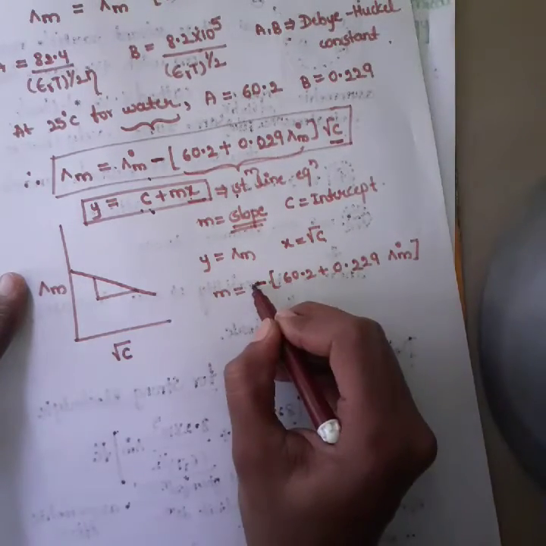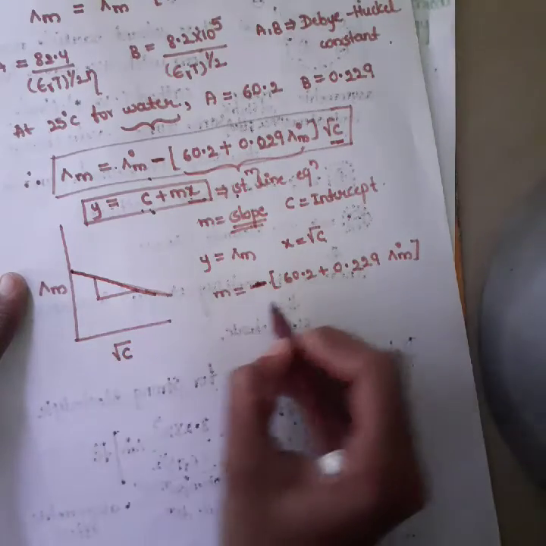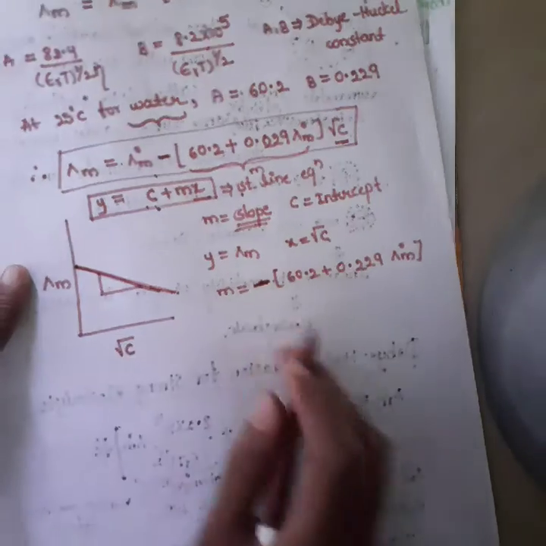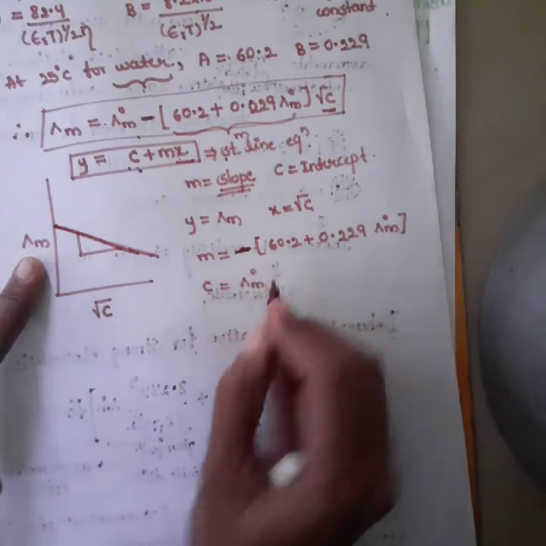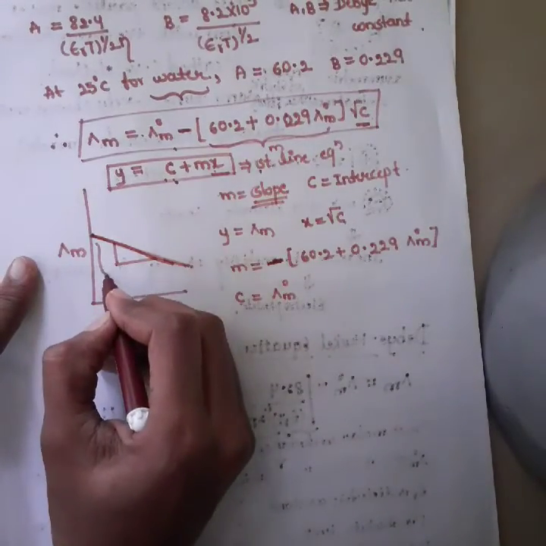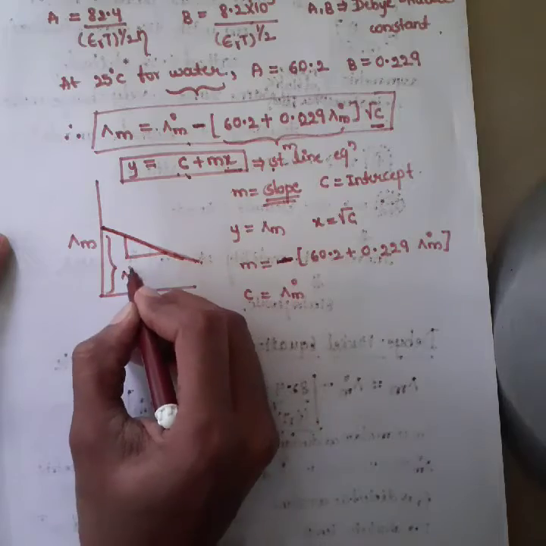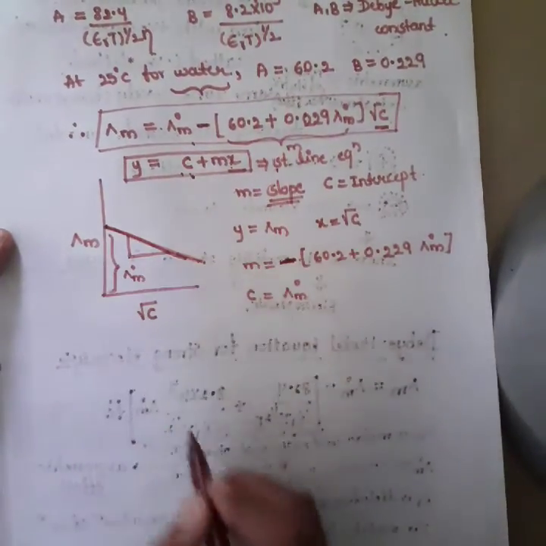This is negative slope. That's why it will be a decreasing straight line. If it is negative, that's why it is negative slope. Then c, the intercept, is equal to lambda m naught. This is the intercept. Intercept is lambda m naught. The slope is negative, that's why it is a decreasing straight line.